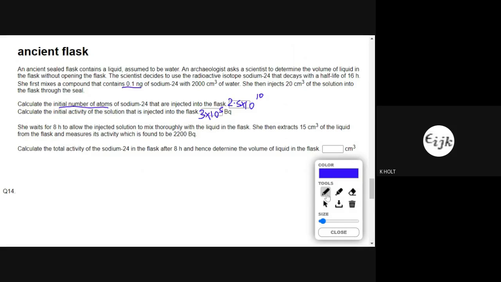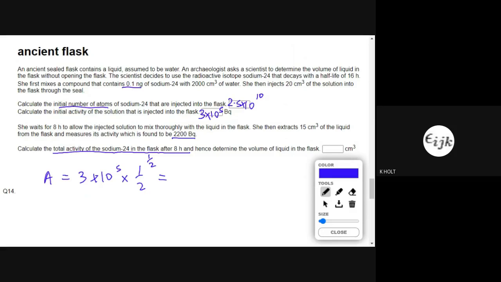She extracts 15 centimeters cubed and she measures the activity at 2200. Okay, well, let's start with this. What's the total activity in the flask after 8 hours? It's going to be the original activity, 3 times 10 to the 5. And that's a half of a half-life. So it's a half to the power of a half.